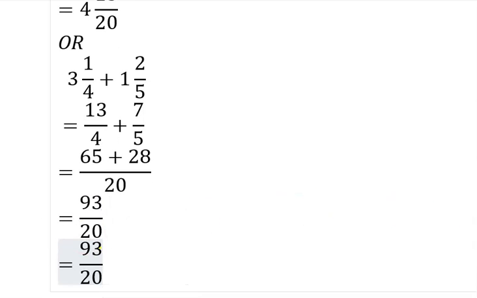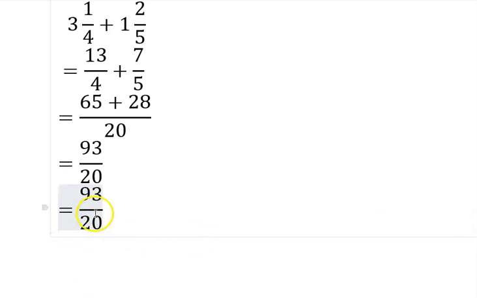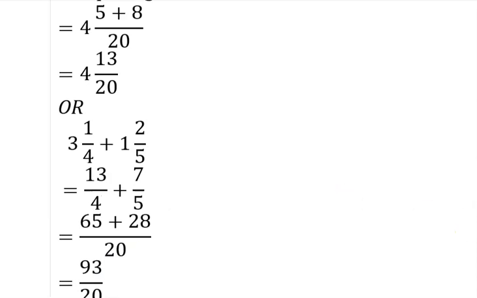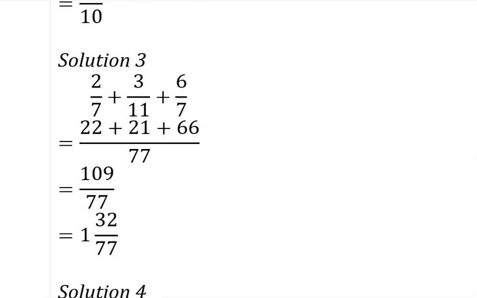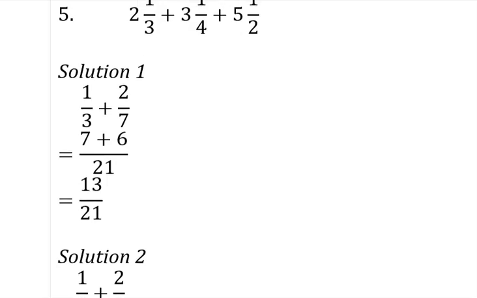Great. So how many times will 20 go in 93? That's 4 times, because 4 times 20 will give us 80. So 93 minus 80 will give us what? 13. So we now have 4 whole number, 13 over 20. Look at what we have here, and look at what we have here. Still the same answer. So any method that suits you from the first one and the second one, you are good to go. So let's dive straight to the final question.